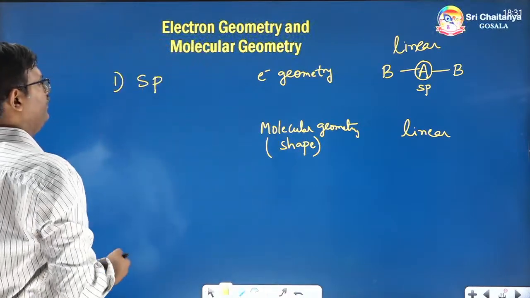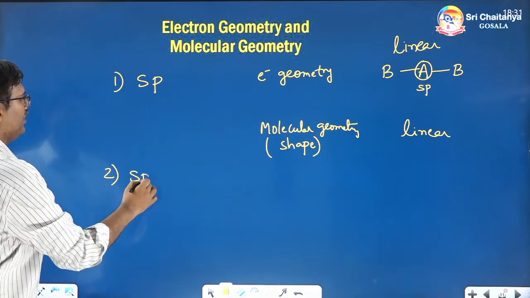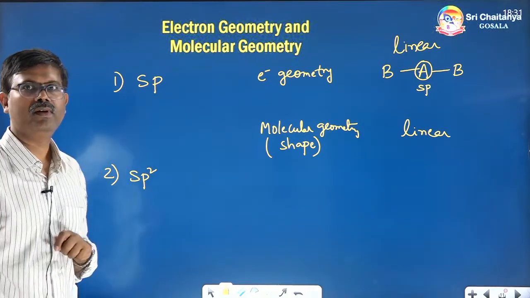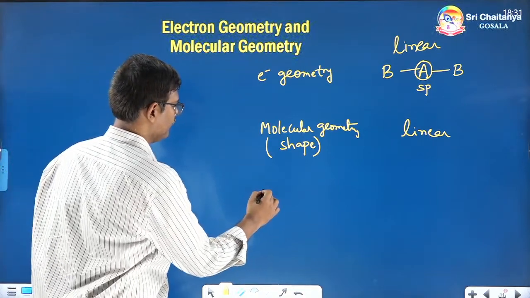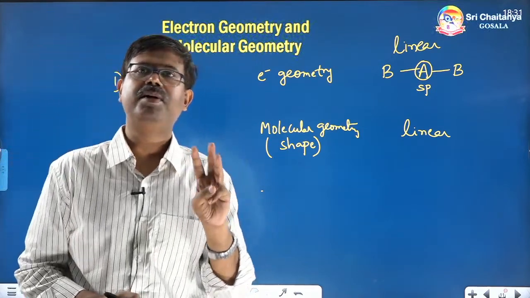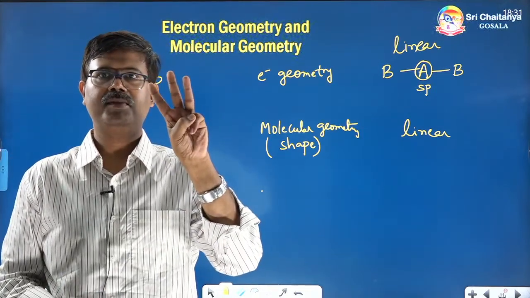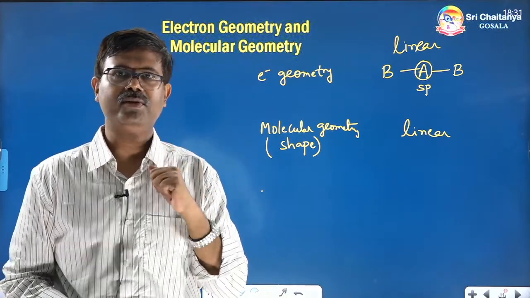Now, sp2. In sp2, we know that the number of sigma bonds plus lone pairs value has to be 3. Sigma plus lone pairs has to be 3, then only sp2.